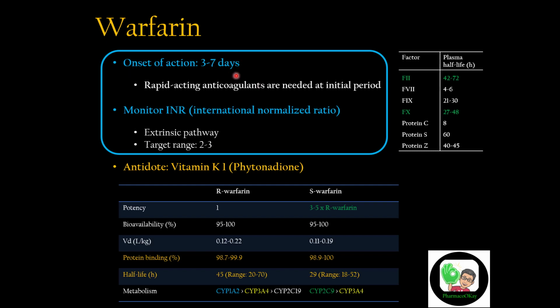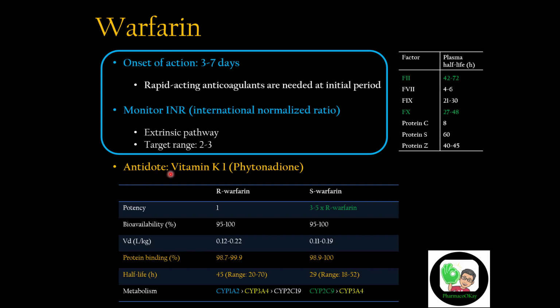And during this phase, it requires a more rapid-acting drug, such as unfractionated heparin or low molecular weight heparin, to control the initial period of warfarin use. And while using warfarin, we need to monitor the international normalized ratio, or INR, which is the test for the activity of clotting factors in the extrinsic pathway, and the target range would be 2 to 3. So it means that warfarin has a narrow therapeutic index.